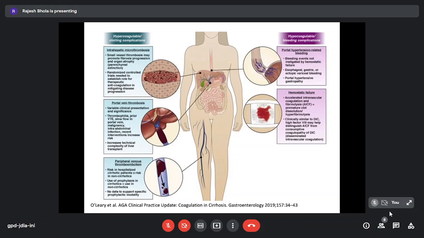But mostly the bleeding complications in portal hypertension are not because of the hemostatic failure, but because of esophageal, gastric or ectopic variceal bleeding. Or there can be a hemostatic failure that can lead to accelerated intravascular coagulation and fibrinolysis, like AICF, or premature clot dissolution and hyperfibrinolysis. They are very clinically similar to DIC, but the major difference between DIC and a hepatic coagulopathy in a laboratory test is that you will not find a reduction in factor 8 levels in case of a hepatic coagulopathy, but you will see pan hypocoagulation in case of DIC patients.